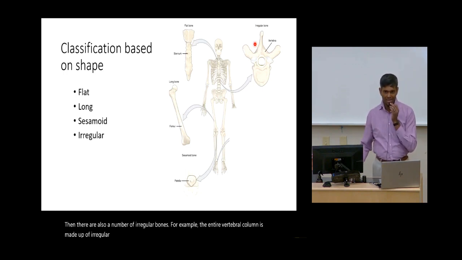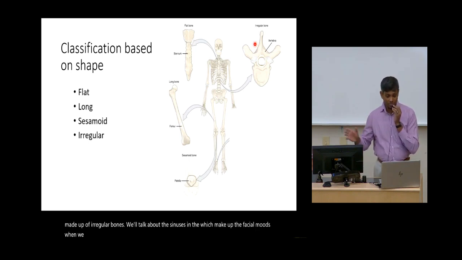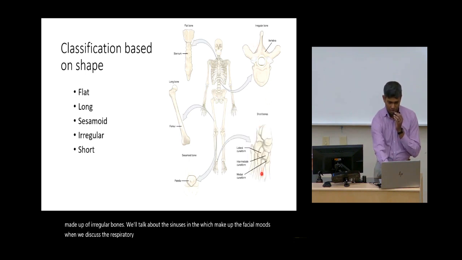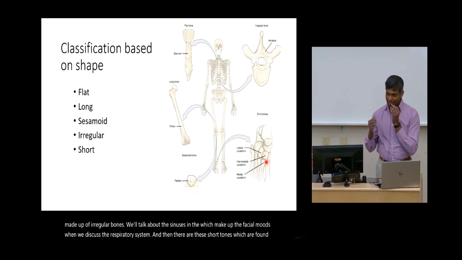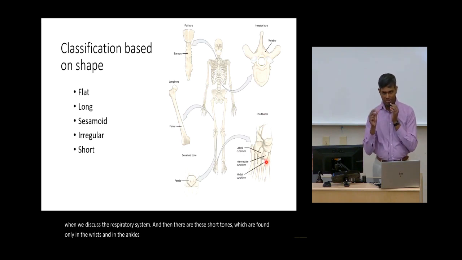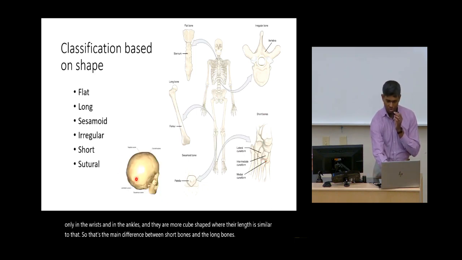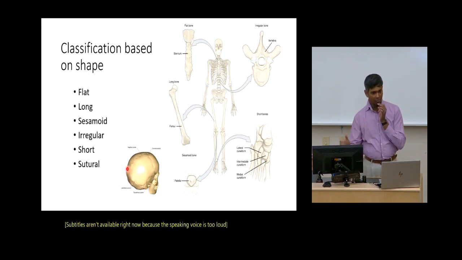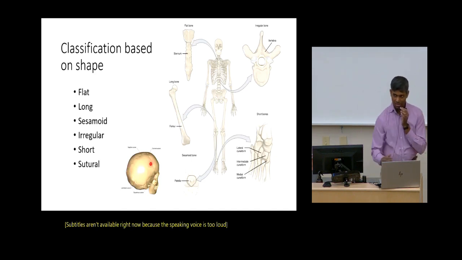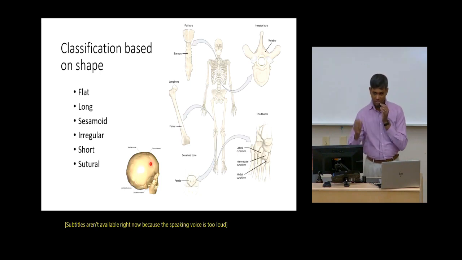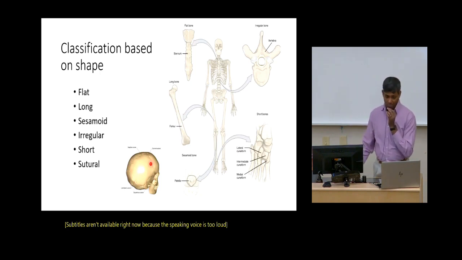We'll talk about the sinuses, which make up the facial bones, when we discuss the respiratory system. And then there are short bones, which are found only in the wrists and in the ankles, and they are more cube shaped, where their length is similar to their width. So that's the main difference between short bones and the long bones. And then there are also sutural bones, which develop after birth, and they connect the various parts of the bones of the skull together. These sutures are not there during childbirth, but afterwards these sutural bones will develop.